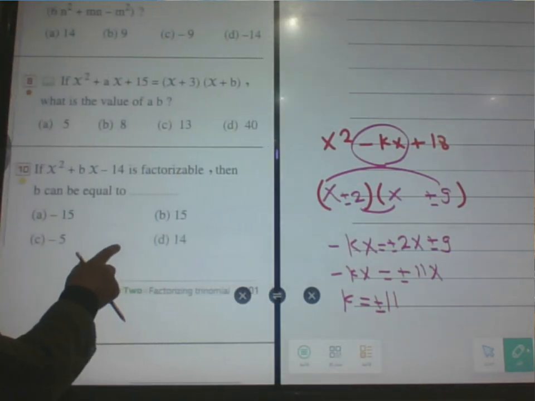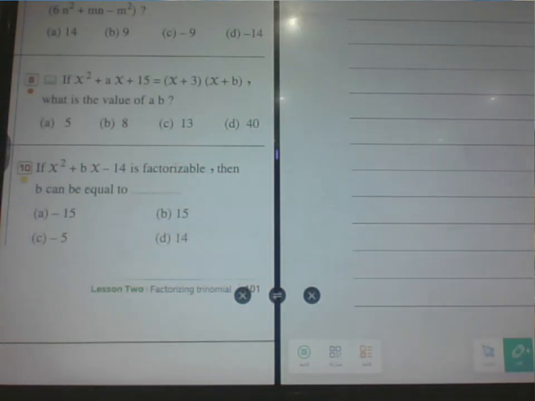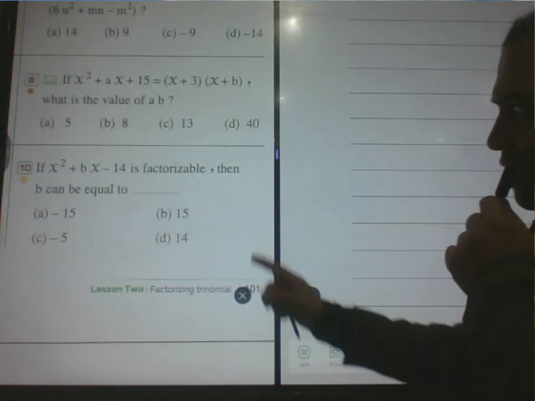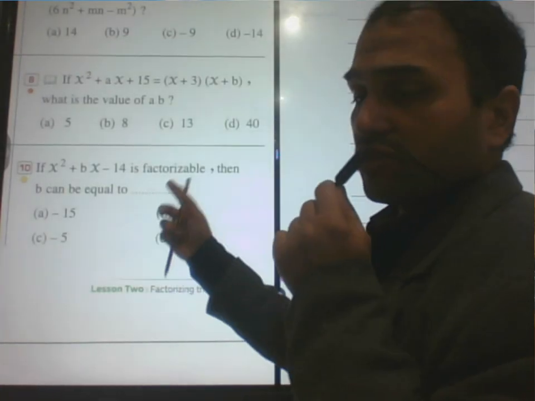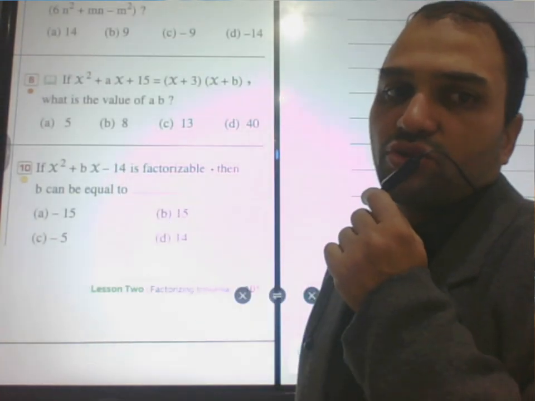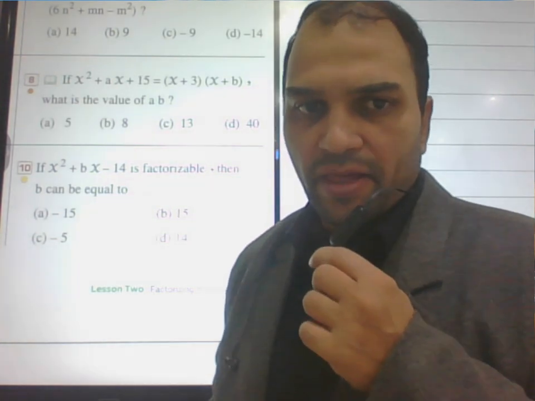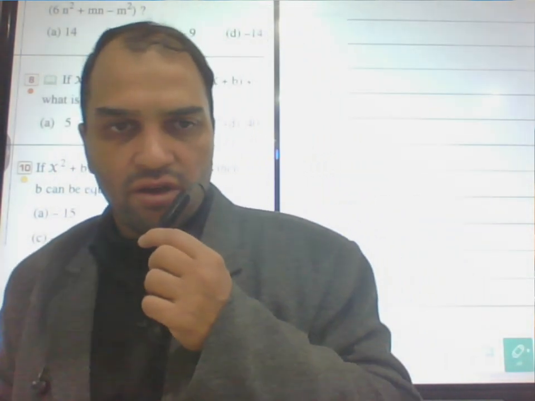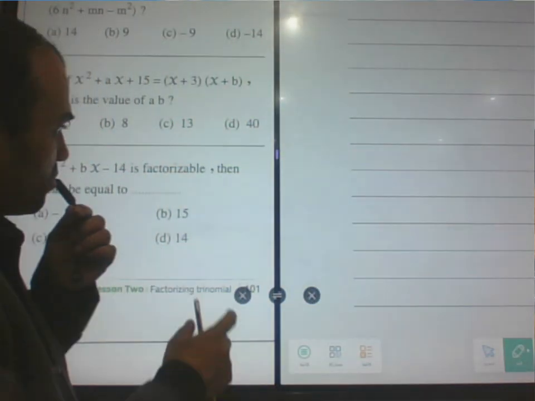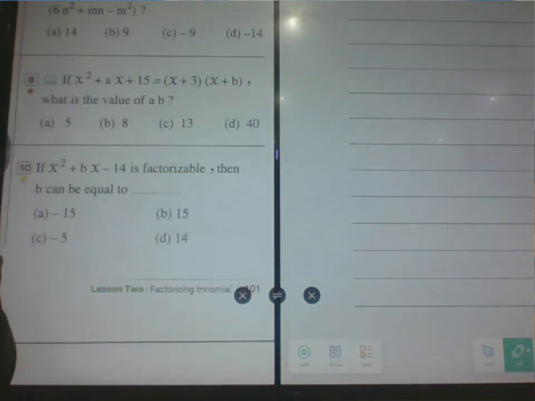Number 10. x power 2 plus bx subtract by 14 factorizable. Then c can be equal what? We can factorize the expression. We want two numbers, the product of them equal 14, and the difference between them equals the middle. We know 14 equal 2 times 7, and the difference between them equal 5. Okay, then the sign here, product negative, it's meaning we have different sign, negative and positive.